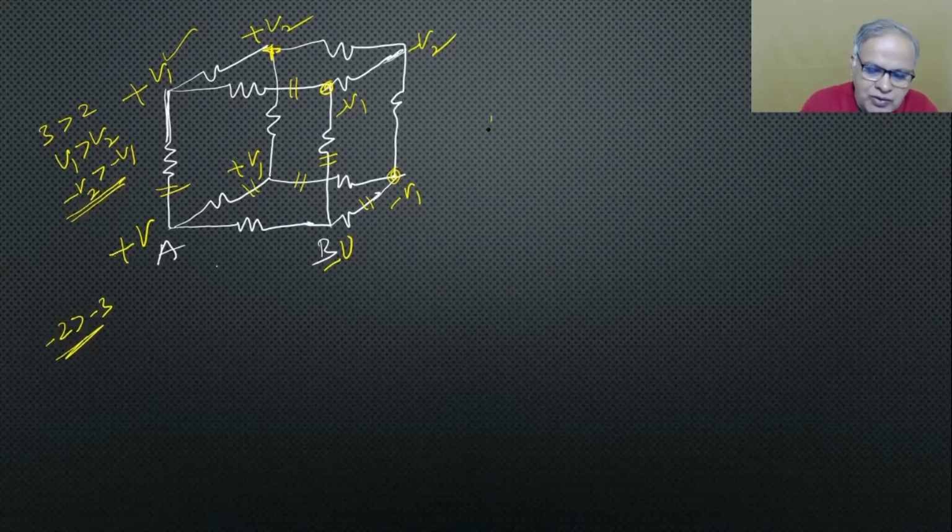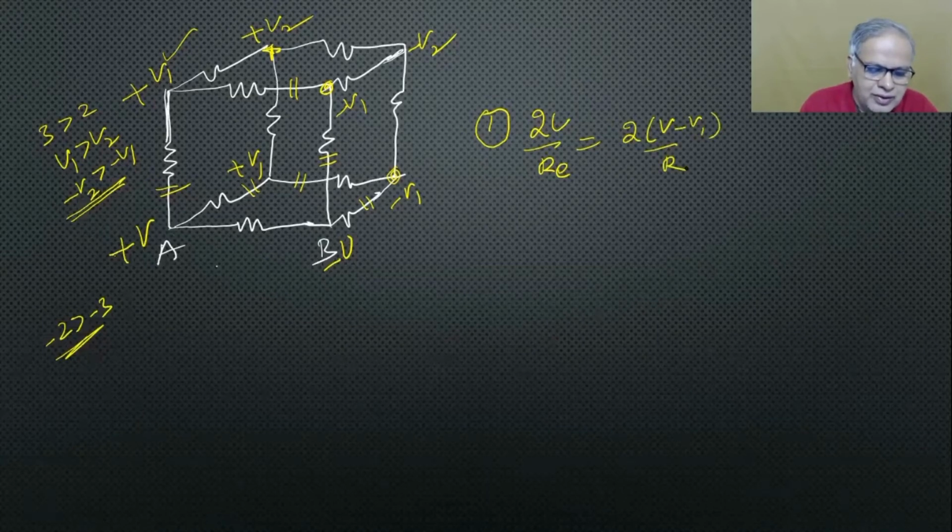So tell me one equation. 2V by R effective is equal to 2 times V minus V1 by R. And 2V by R plus 2V by R, plus 2V by R because current goes into this also. Yes, sir. Now you are on the path, correct. And second.